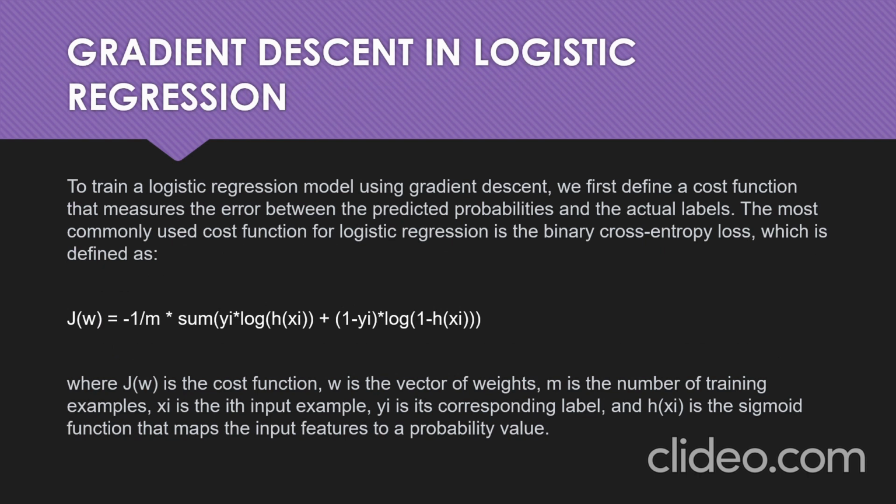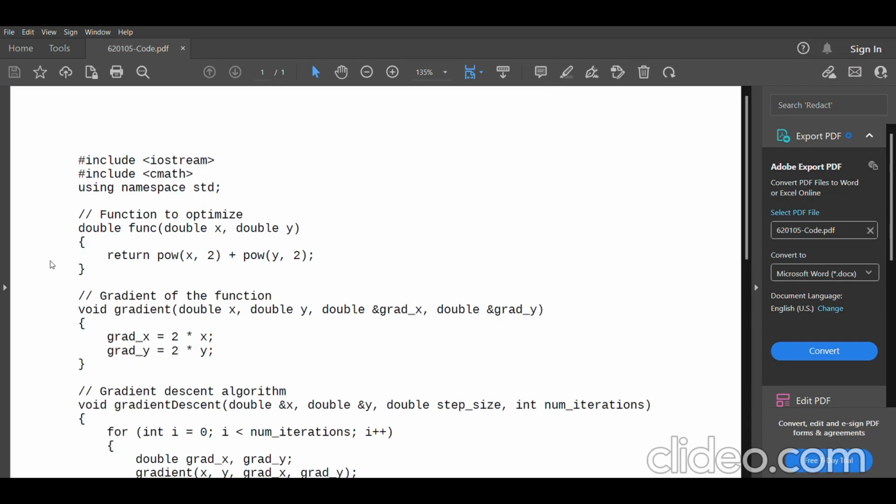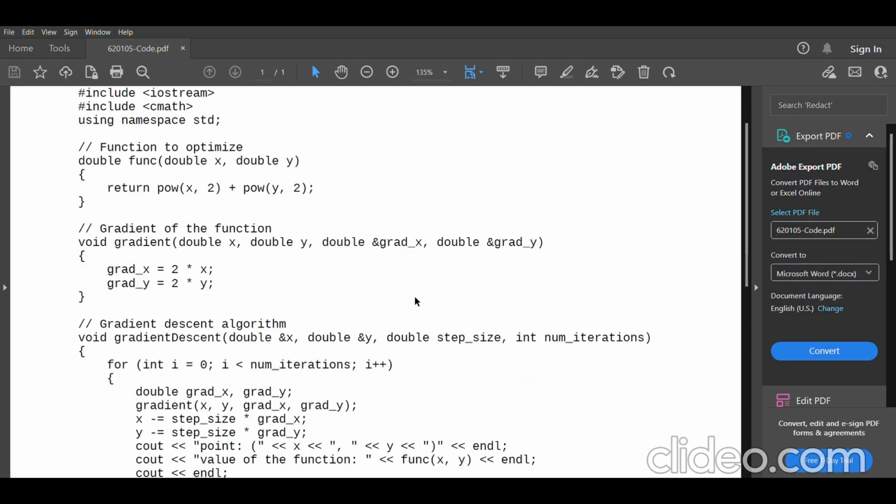The goal of the gradient descent algorithm in logistic regression is to minimize the cost function, and this is one of the most commonly used cost functions in logistic regression. Here is the code where I implemented the gradient descent algorithm.